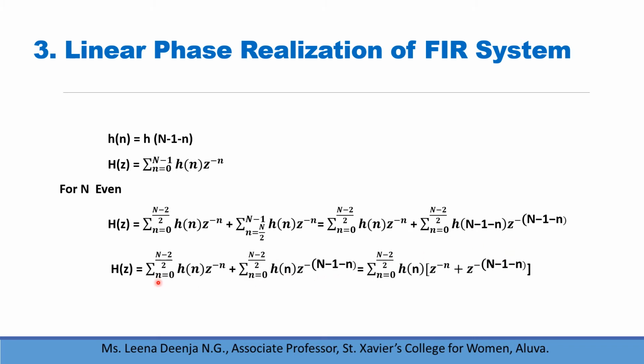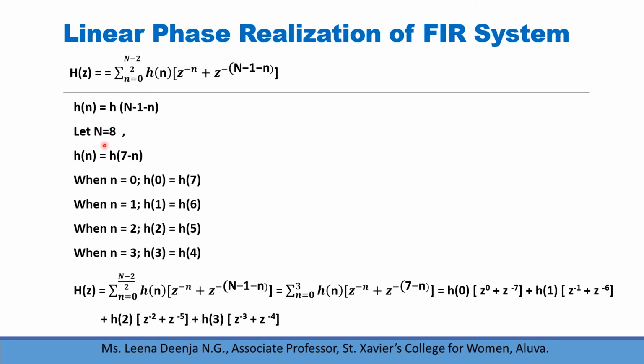Then we can see that these two sigmas, their limits are the same. So we can take it outside. H of n is also common. So sigma n equal to 0 to n minus 2 by 2 h of n, then into z raised to minus n plus z raised to minus of n minus 1 minus n.